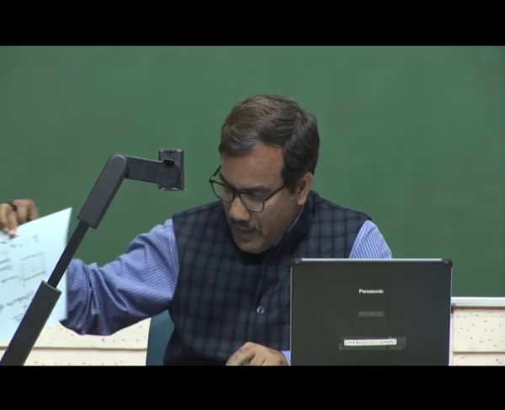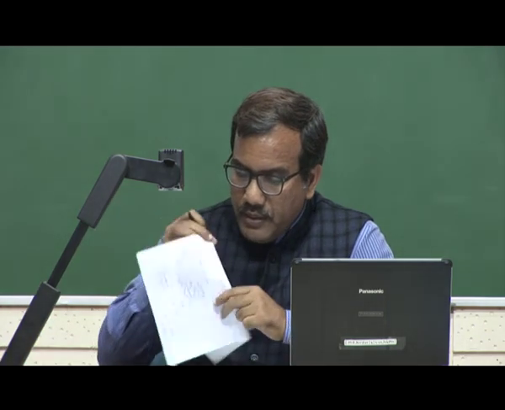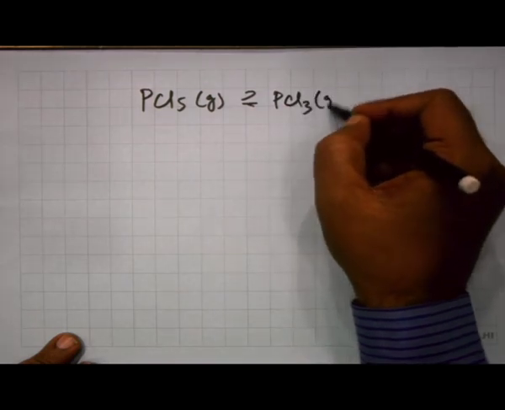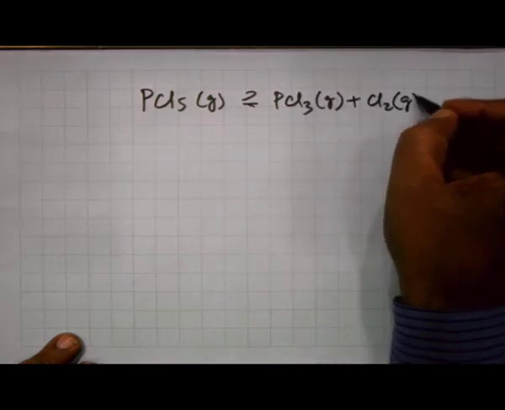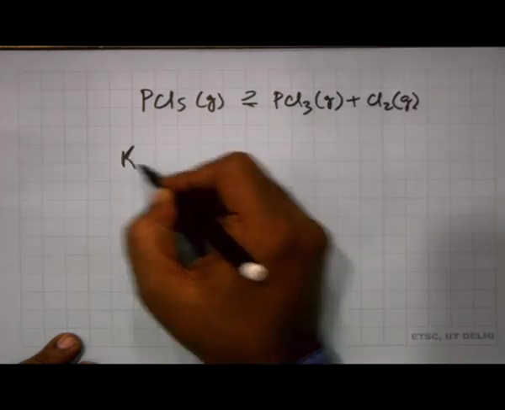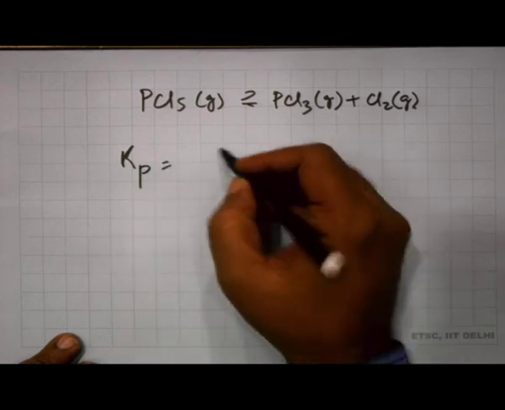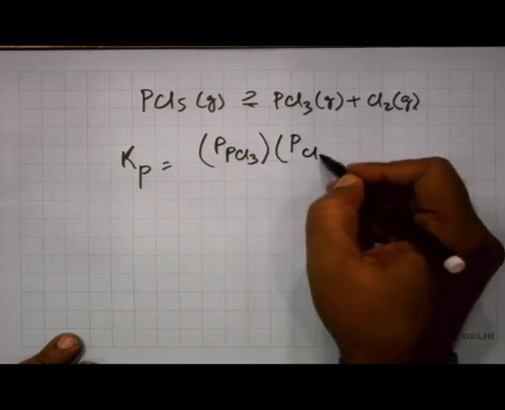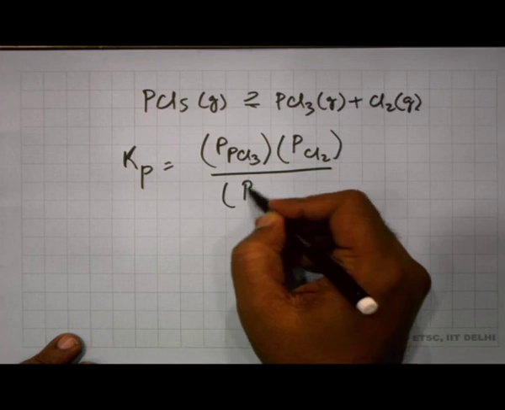But now we are increasing pressure not by changing volume, but by just introducing inert gas. In that case, what will happen? So, let us take this case: PCl5 gas going to PCl3 gas plus Cl2 gas. Okay. And I told you that Kp is equal to the pressure of PCl3 multiplied by the pressure of Cl2 divided by the pressure of PCl5.